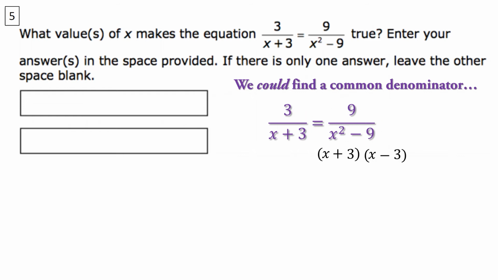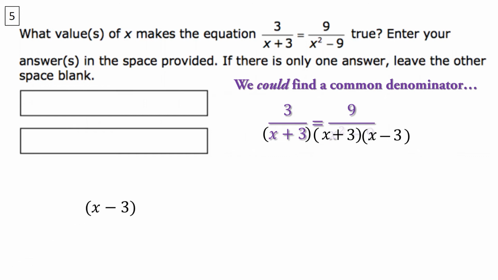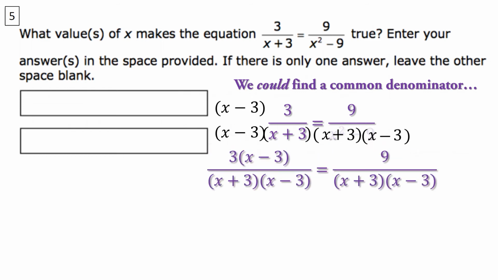Well, this has an x plus 3, and that has an x plus 3. So obviously our common denominator has an x plus 3. This one has an x minus 3. This one doesn't. It needs an x minus 3. So we're going to multiply that bottom by x minus 3. And if we multiply the bottom by x minus 3, we multiply the top by x minus 3. Hopefully you had the instinct to say that with me. So that gives us all of that.